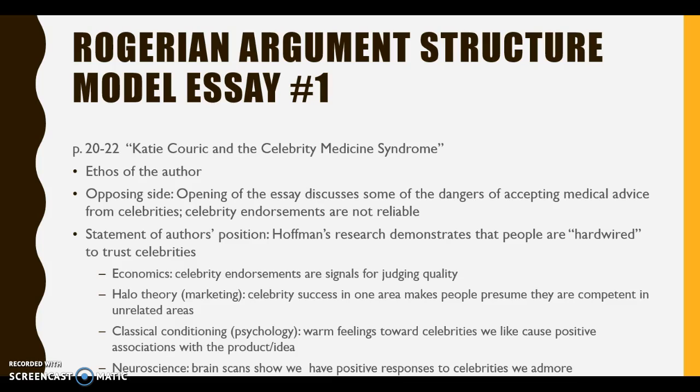Okay, so when a celebrity endorses a diet, for example, we tend to give that a lot more weight because it's a way that we can judge the quality of the diet if someone we trust or admire actually endorses it. The second thing that the research investigated was something called the halo theory, which is a marketing theory, which basically says that if a celebrity is successful in one area, that makes people sort of assume that they are competent in other areas as well.